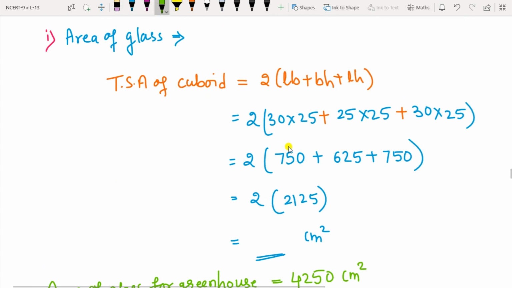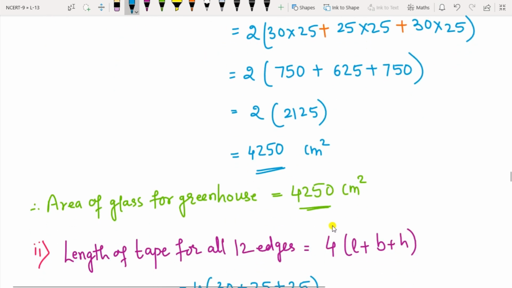Substitute all the values of length, breadth and height for the total surface area, and you get 4250 centimeters square. Whether it is total surface area or lateral surface area, the unit will always be either centimeter square or meter square. So the area of glass for the greenhouse is 4250 centimeters square.